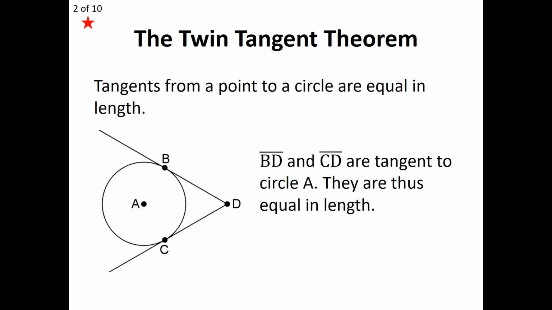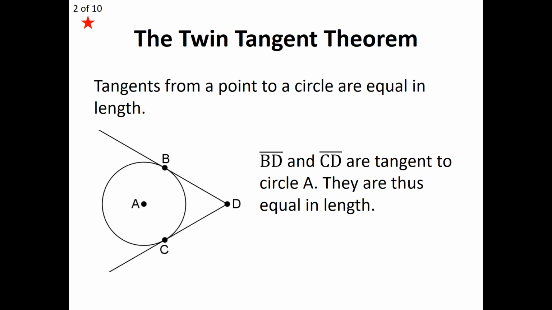Our diagram gives us this illustration of a point D, external to our circle A, and from that point D, we've constructed two tangent lines, D to B and D to C. What we're going to find in our conditional is that the tangents from that given point to the given circle are going to be equal in length. Essentially, we're going to prove that DB is equal to DC.